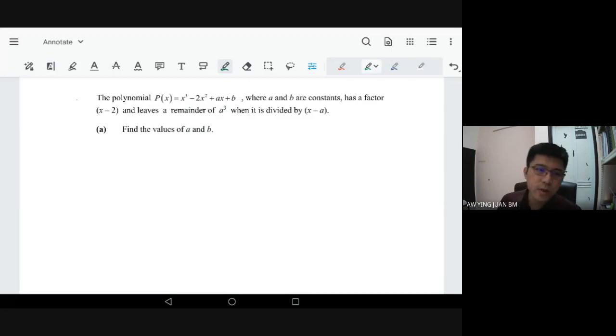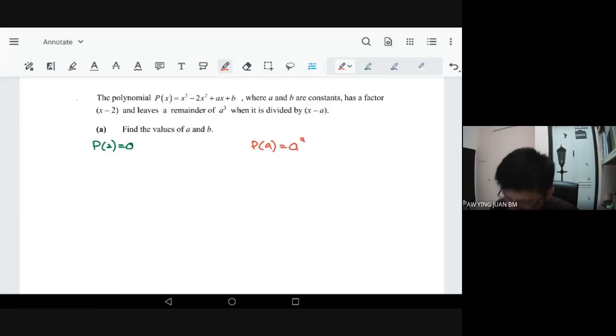Okay, so refer to this question. The polynomial p(x) = x cubed minus 2x squared plus ax plus b, where a and b are constants, has a factor x minus 2. It leaves a remainder of a to the power of 3 when it is divided by x minus a. So here we write p(a) equals a to the power of 3. So that is the situation.